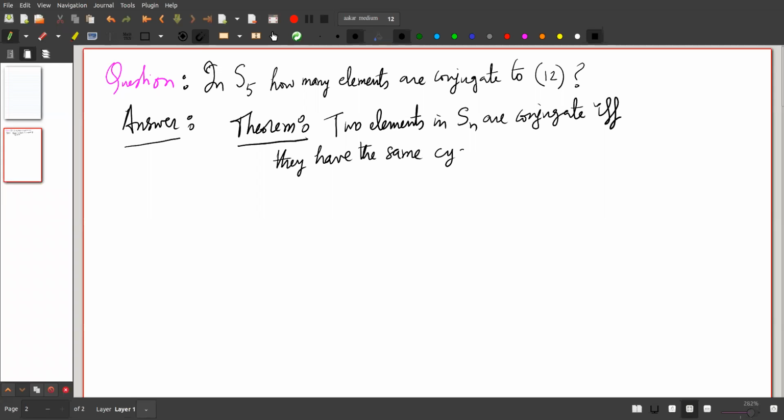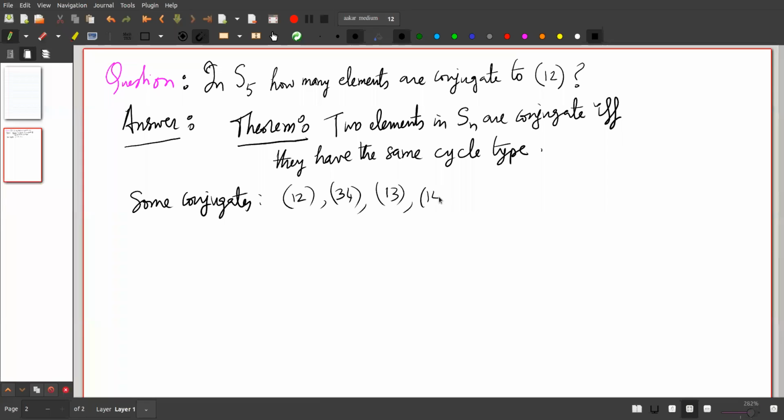So let us first list some of the elements that are conjugate to this. For example, (1 2), (1 3), (2 4). So some conjugates. Okay, (1 2), a cycle of length 2. Yes, (1 2), (3 4). Whenever, you can write (1 3), (1 4), (1 5), (4 5), etc. Right?